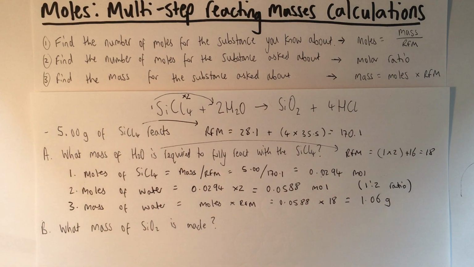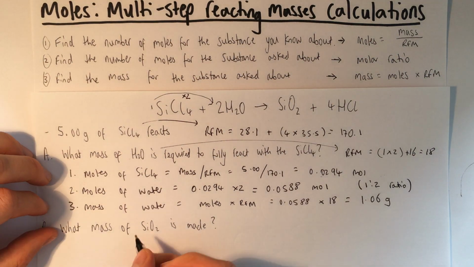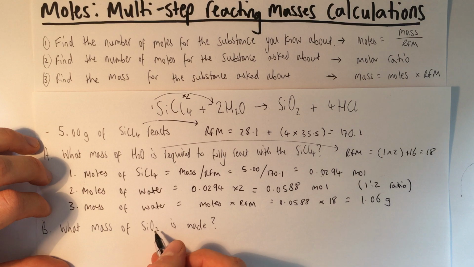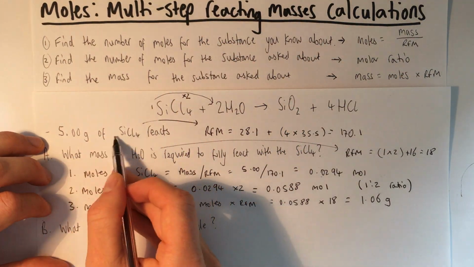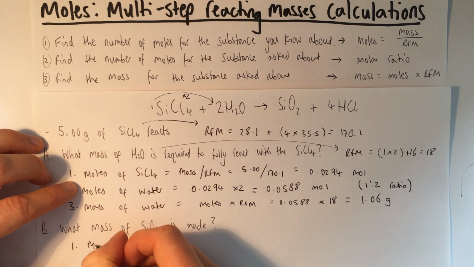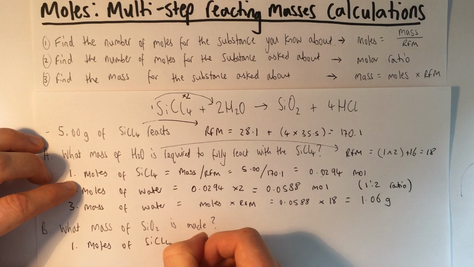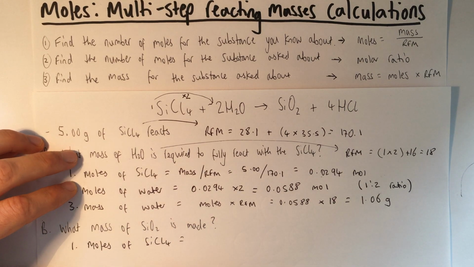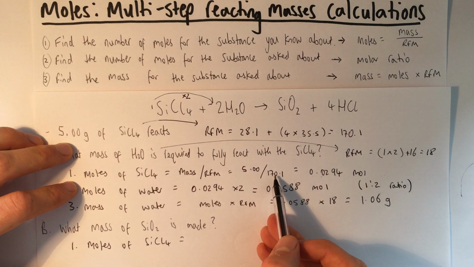Alright, I'm going to go through the next part. The more examples you see, the more you'll understand it, but it's exactly the same 3 steps. First of all, I want to find the mass of silicon dioxide. I'll find the number of moles of the substance I actually know about, which is the silicon tetrachloride. So the first step is exactly the same. Moles of SiCl4 is 5 divided by 170.1.